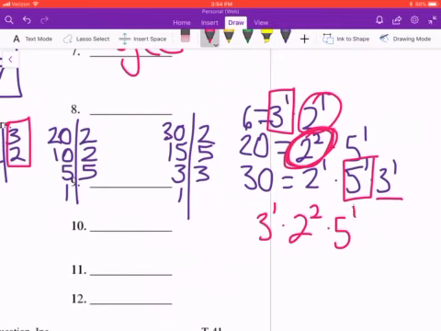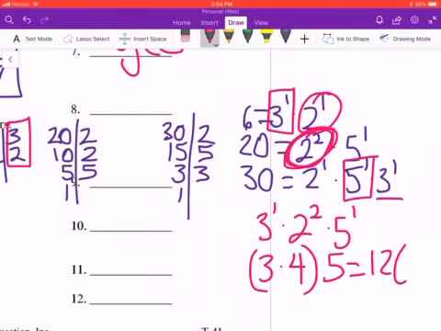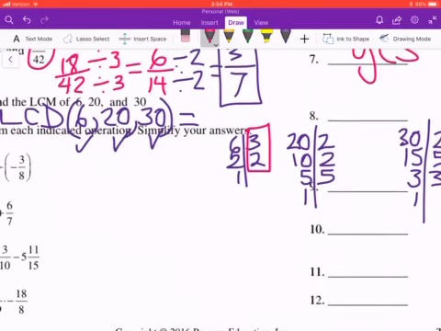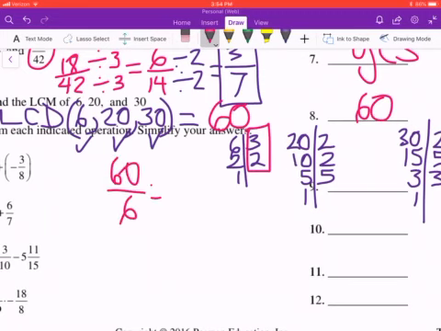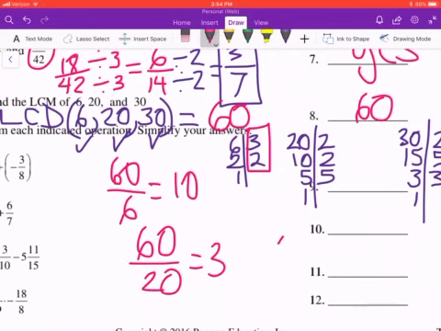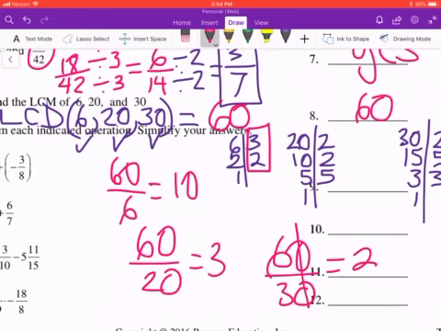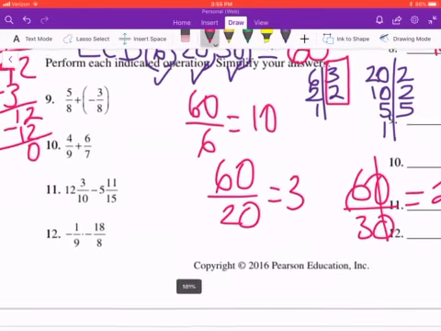So this will be 3 times 4 times 5. And that will be 3 times 4 is 12, and 12 times 5 is 60. So that's going to be our LCM here, 60. If you think about it, 60 can be divided by 6 and we get 10. 60 could also be divided by 20 and we get 3. And 60 can be divided by 30 and we get 2. Okay, so let's move on to the next problems.